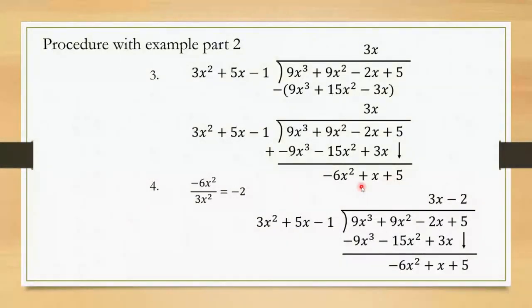Now, notice the degree of this difference. The degree of this is 2, which is the same as the divisor. What does that tell us? We do the process again. You only stop when this difference has degree less than the degree of the divisor, or when it's 0.